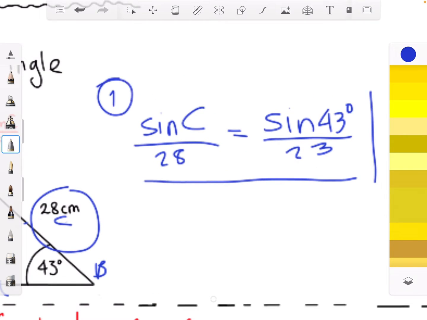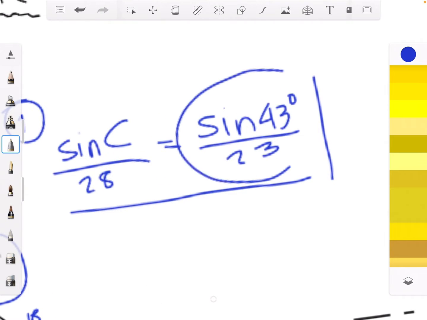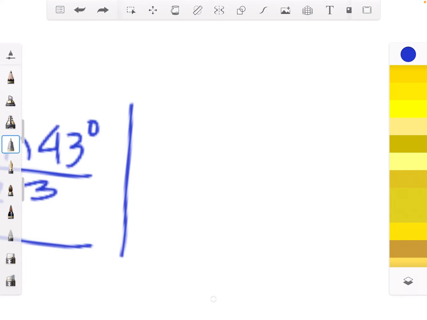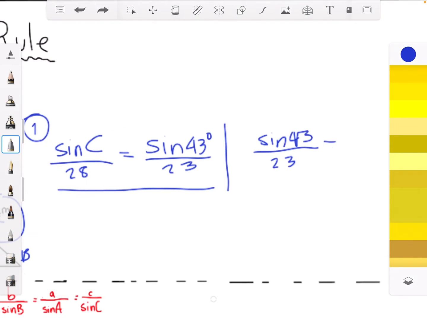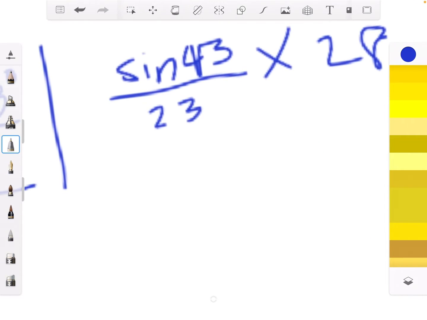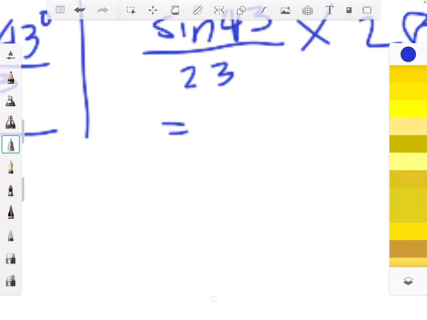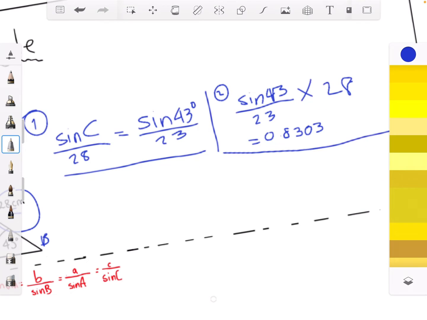For your second step, you have to multiply this side of the equation by this denominator. So sine 43 over 23, you multiply it by 28. And this is going to give you 0.8303. Now this was your step 2. Obviously this cannot be your angle.